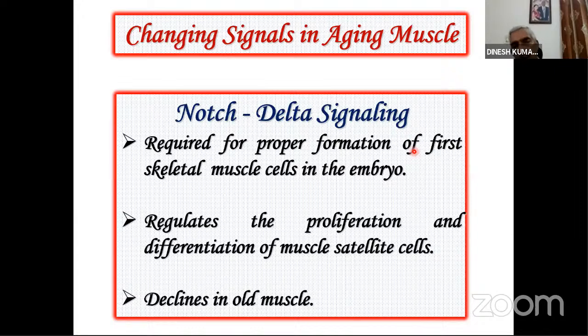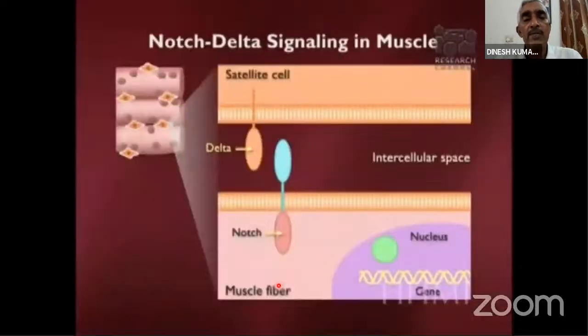In changing Notch delta signaling, as I have told you in the cell signaling process, this is very important in the embryonic stage, as well as for maintaining the muscle fibers in skeletal muscle in the embryo, as well as in proliferation and differentiation, and it declines in old muscle. So Notch delta signaling declines in the old muscle.